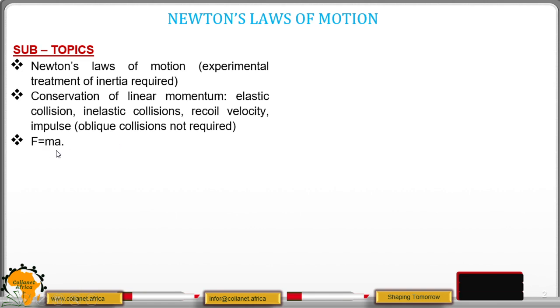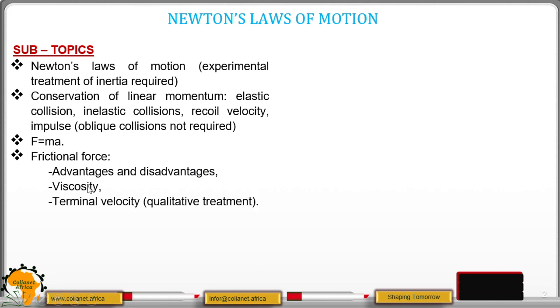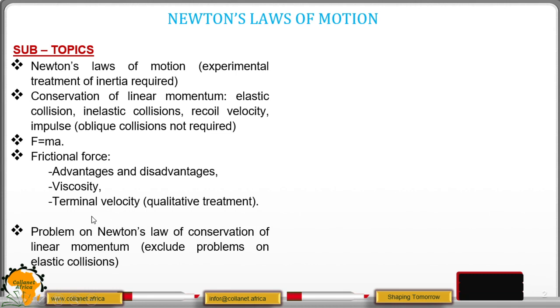Then we have F is equals to ma, where F is the force, m is the mass, and a is acceleration. From there we move to frictional force. Under frictional force, we have advantages and disadvantages, then viscosity, and then terminal velocity. Finally, problems on Newton's law of conservation and linear momentum.